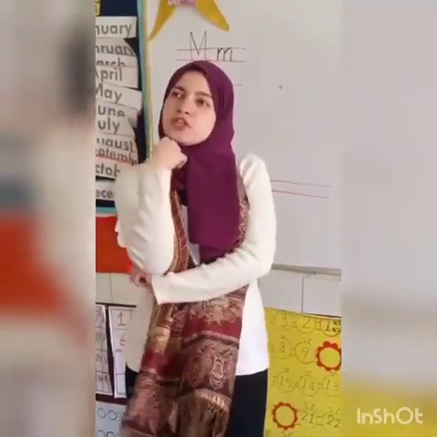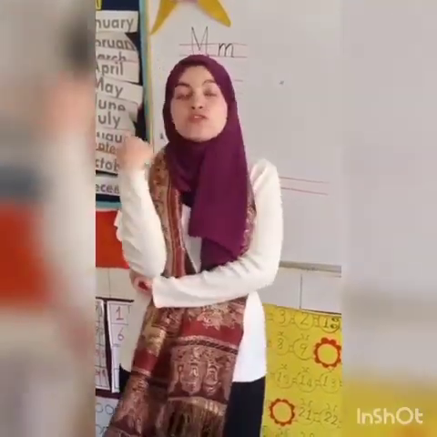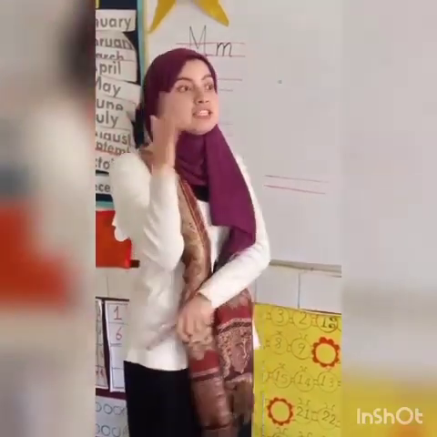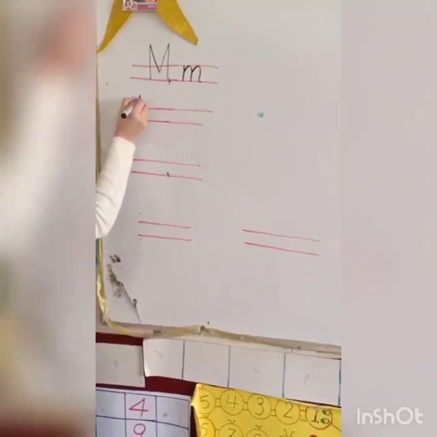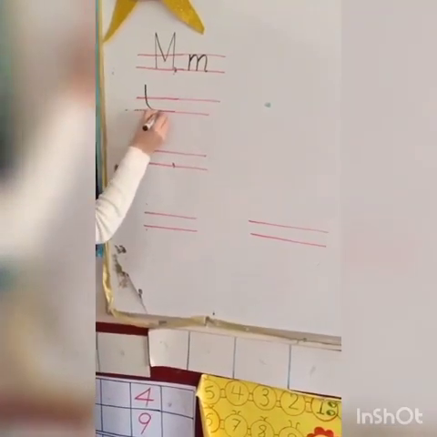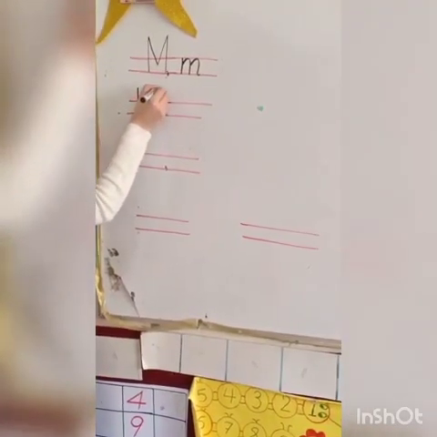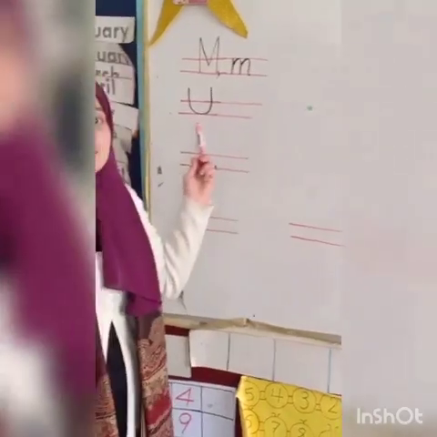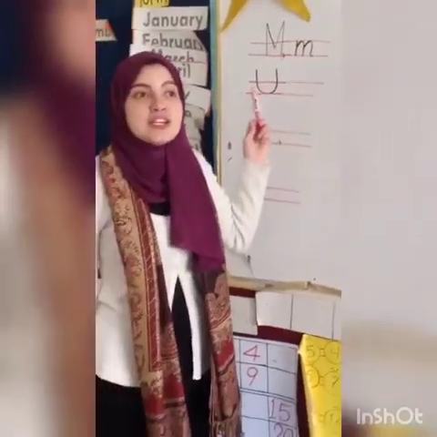We have after M our new friend, our old friend, which is letter. Let's see. Line down, curve down, line up. What is this one? What is this letter? This is letter U. This is letter U.